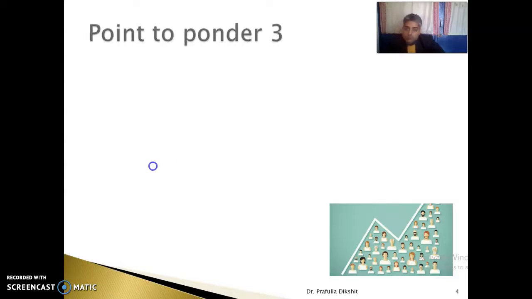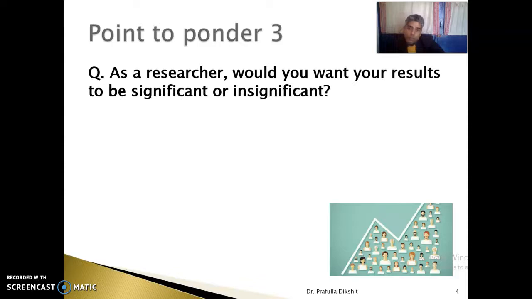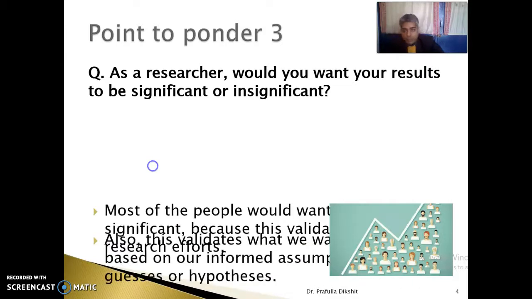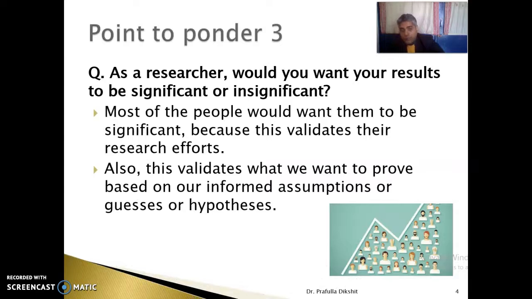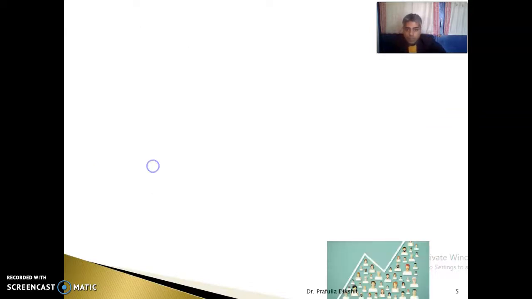And then we went on to ask, in plain and simple terms, as a researcher, how would you want your results to be? Whether you would want them to be significant or insignificant. So, most of the people want them to be significant because it validates their research efforts, and it is also based on the assumptions they want to prove. I mean, they want whatever they want to prove to be proved right. So it's basic, simple psychology, a researcher's psychology, right?